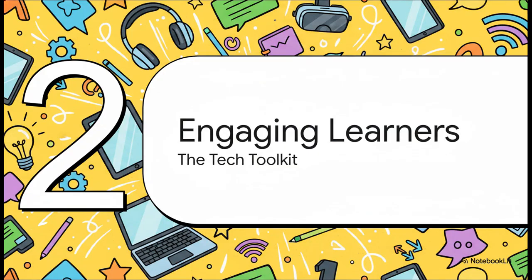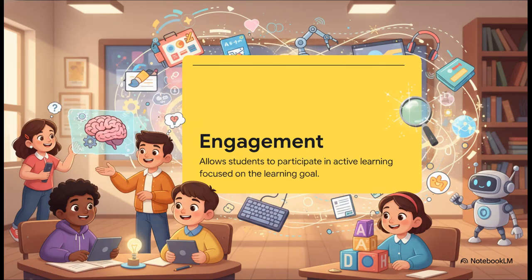Okay, so once you know where your students are, the next big job is to get them involved and keep them hooked. This is all about engagement, and your tech toolkit has some seriously cool tools for this part. Now let's be clear about what we mean by engagement. It's not just about keeping kids entertained or having fun. The real key here is active learning. True engagement means students are actually participating. They're doing something, thinking about something, creating something, and it's all laser-focused on that learning goal.